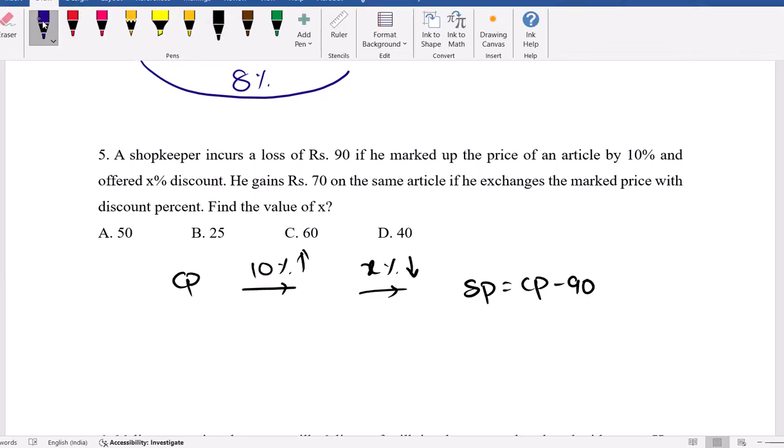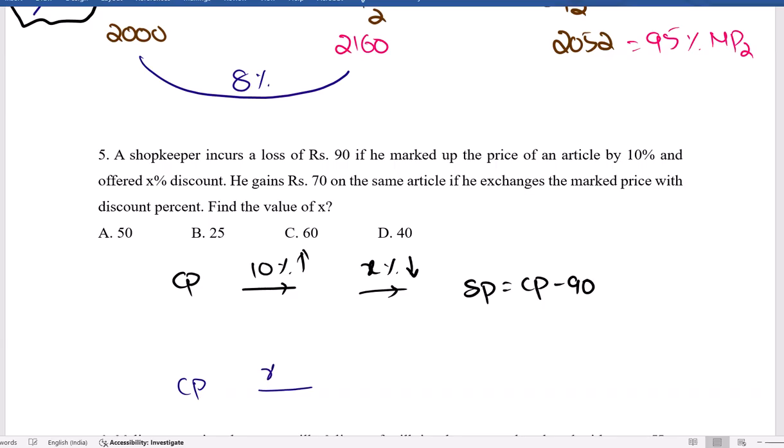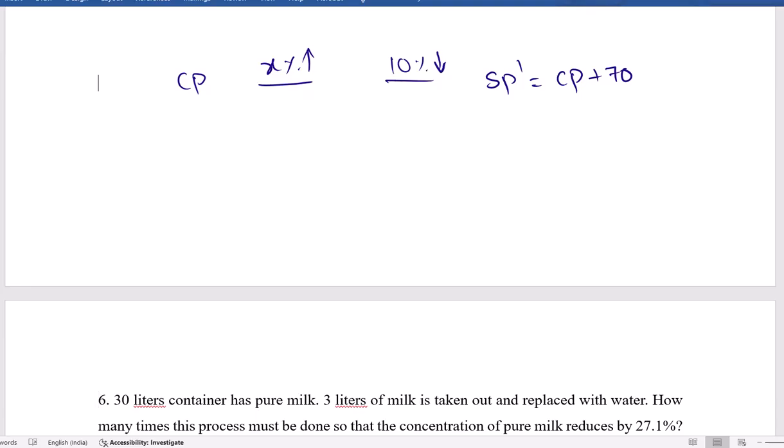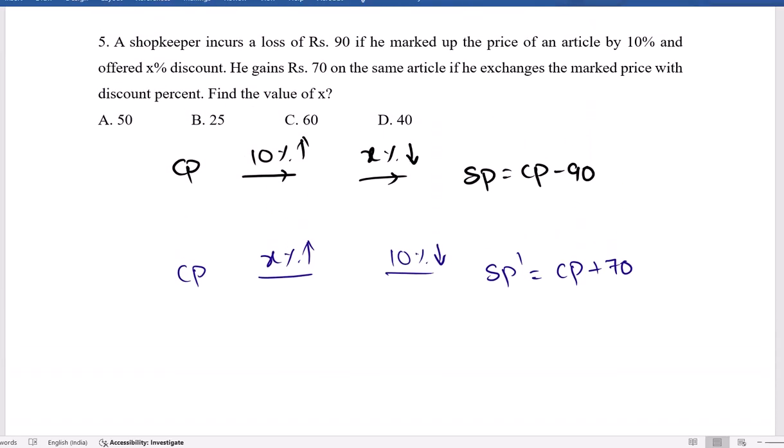Next, what they want to convey: same cost price. Now increase X%, give 10% discount, then your selling price is a gain of 70, so cost price plus 70. This is what they mention in the question, and your job is to calculate the x value. One way is using trial and error. You pick some value of x from the options, you put it here and do trial and error. Is it 90 rupees loss? First one satisfied, then is the second one satisfied or not? That's one thing. Or the other one is you can go for the equation.